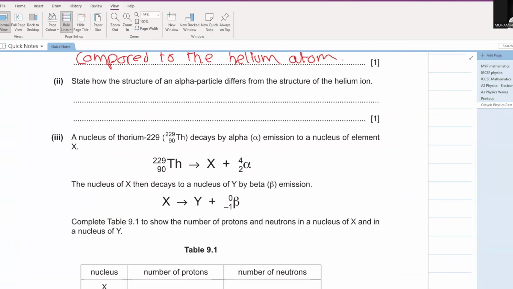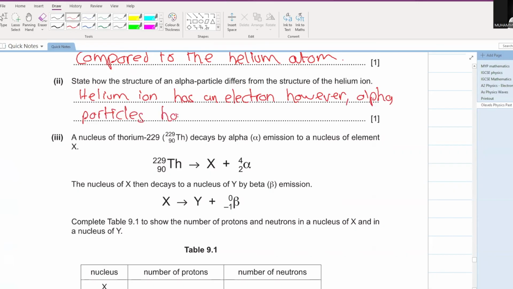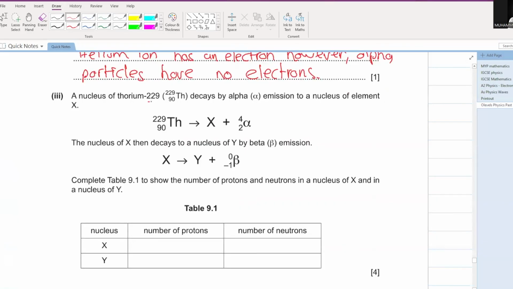बेटा हीलियम आयन में यू हैव इलेक्ट्रॉन, अल्फा पार्टिकल में यू हैव नो इलेक्ट्रॉन्स. यू कैन राइट इट हियर. यू कैन से हीलियम आयन has an electron. However, alpha particles have no electrons. Simple. आगे बढ़ते हैं बेटा. A nucleus of thorium 229 decays by alpha emission to a nucleus of element X.